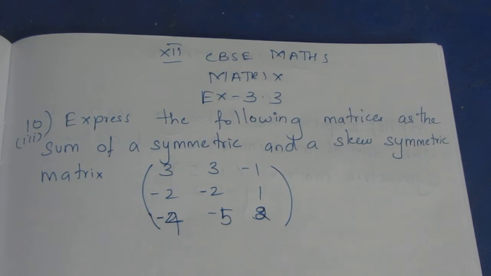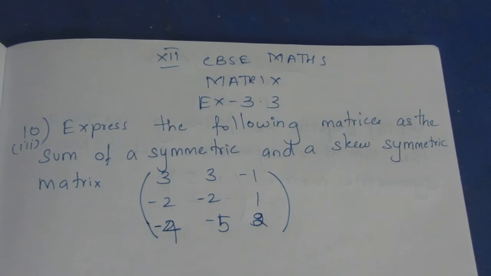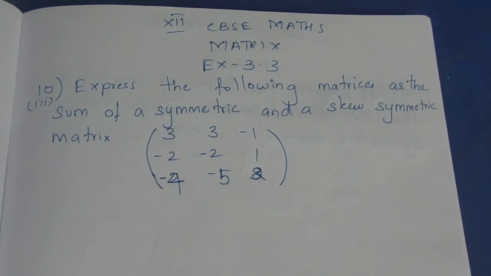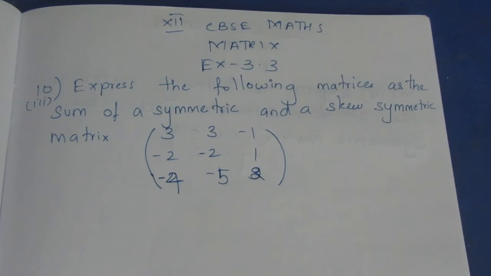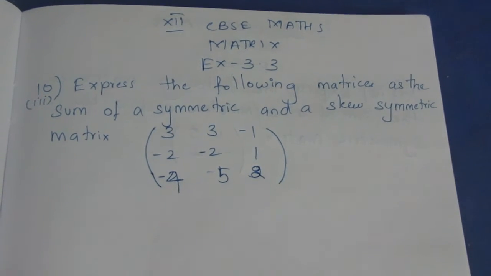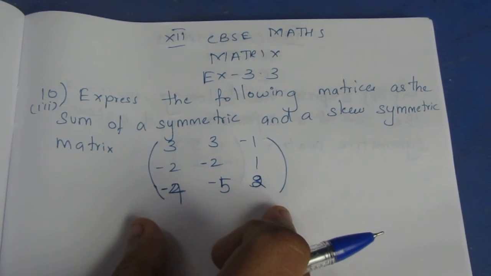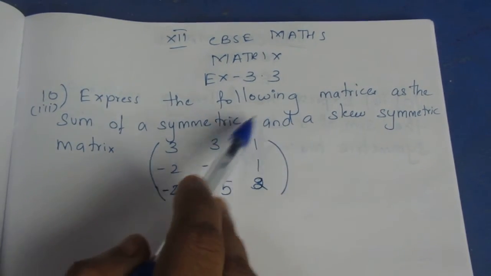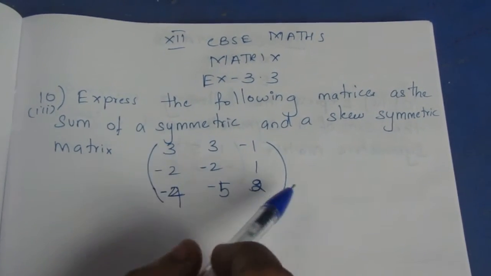Today we are going to see 12 CBSE Maths Matrix exercise 3.3 question number 10. In that third subdivision we are going to see in this video. Let's see the question. Express the following matrices as the sum of a symmetric and a skew symmetric matrix. So we need to prove that the given matrix is equal to the sum of the symmetric and the skew symmetric matrix. Adding these two matrices we need to get the given matrix.